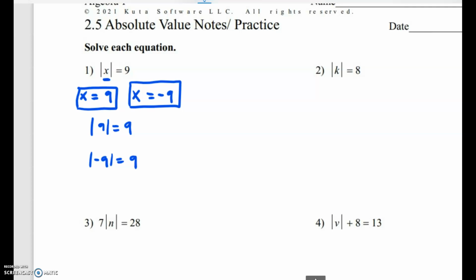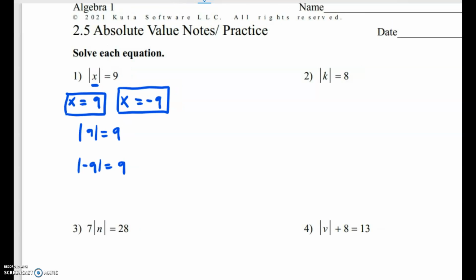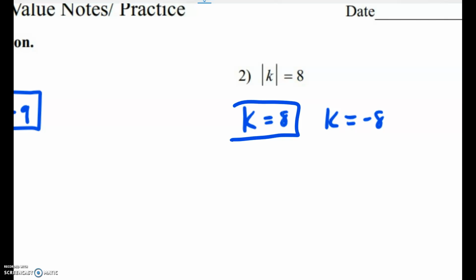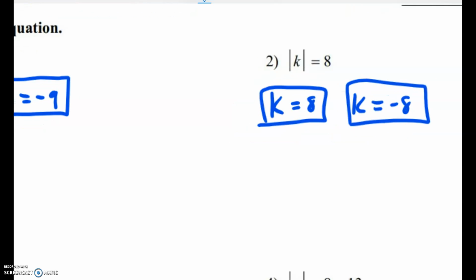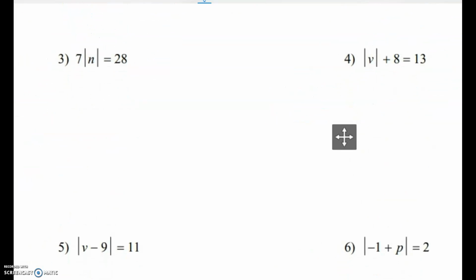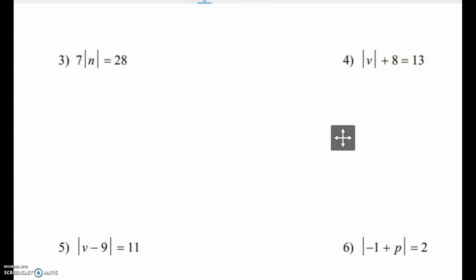What I'd like you guys to do is pause the video and see if you can write down both answers and then resume once you have those answers. All right, our answers should be k is equal to 8, k is equal to negative 8. Because remember, when you take the absolute value of anything, it's always positive. Absolute value of 8 is positive 8. Absolute value of negative 8 is also positive 8.